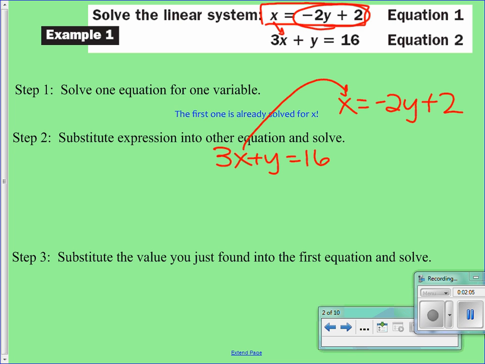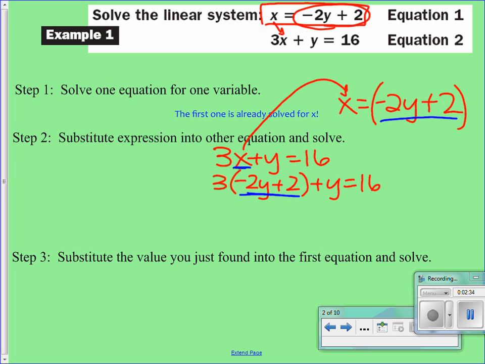So what we can do is take this expression for what x equals and plug it in. Now instead of 3 times x, it's 3 times negative 2y plus 2, that's what that x is, and then plus y equals 16. So instead of the x, we put what x equals from the other equation. Basically, you took what x equals and you plugged it in.